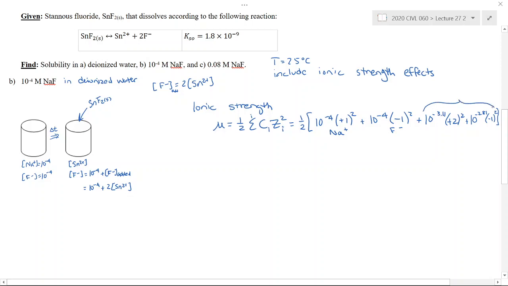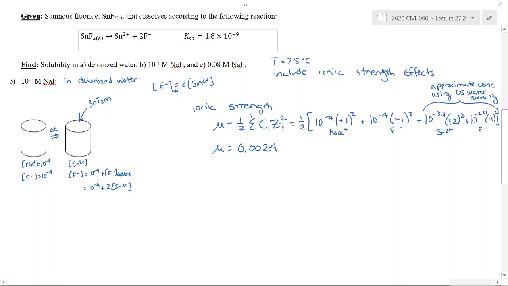Over here, I want to make a note. That's the stannous, and that's the fluoride, approximate concentrations using DI water solubility. And when I do that, I get a mu value of 0.0024.